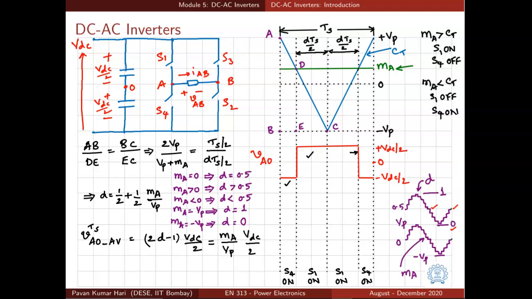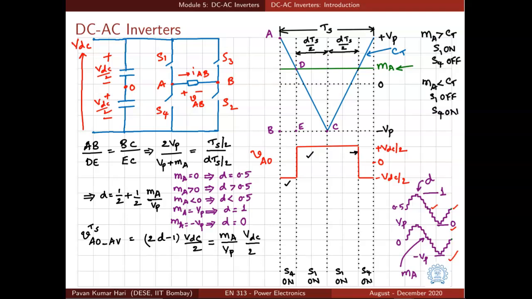And these kind of pulses with this sinusoidally varying duty ratio can be generated by comparing a signal or a function Ma against Ct. And what is Ma? Ma will look like this. Ma is a sinusoid having 0 average value, and Ma goes all the way up to Vp. Why? When Ma is equal to Vp, D is equal to 1, and when Ma is equal to minus Vp, D is equal to 0.